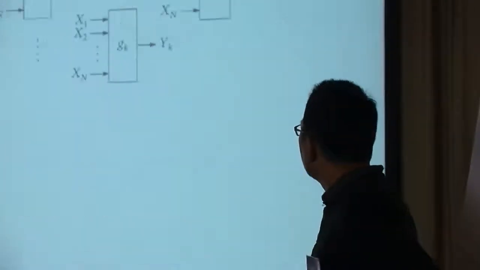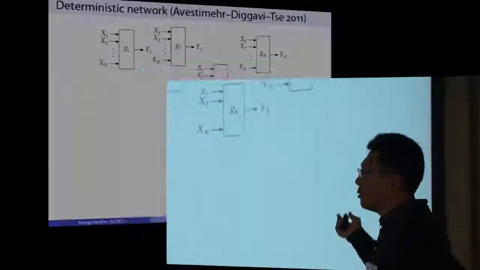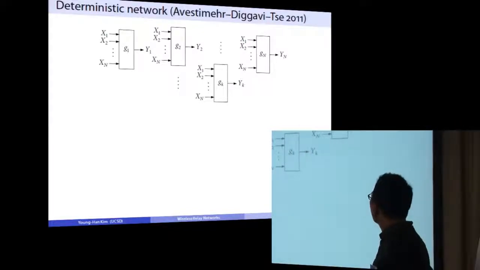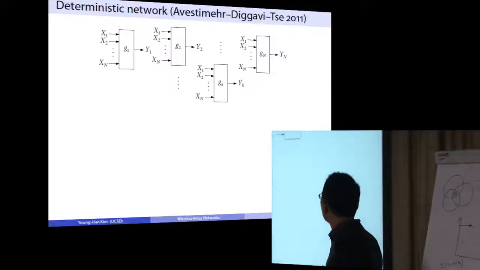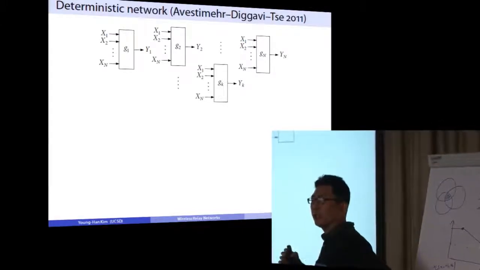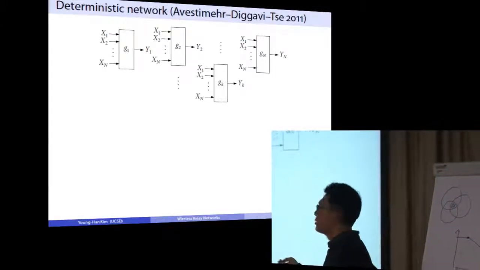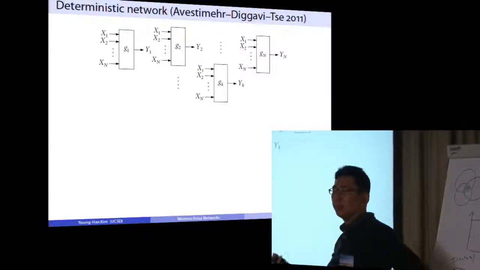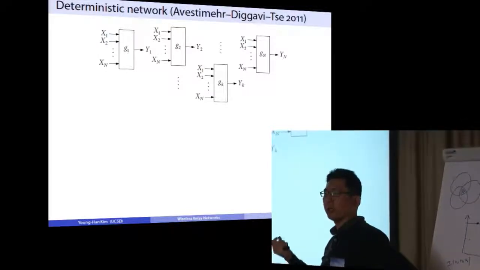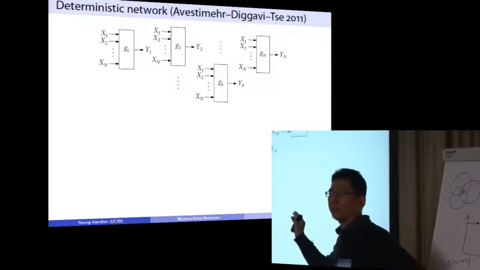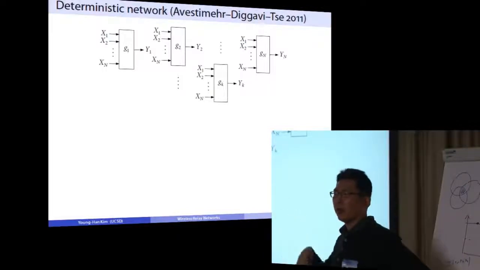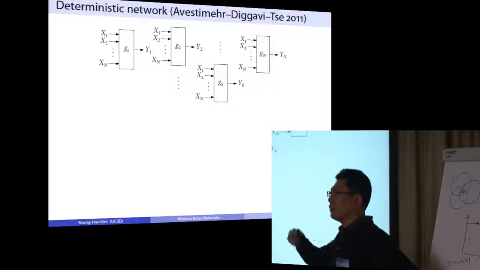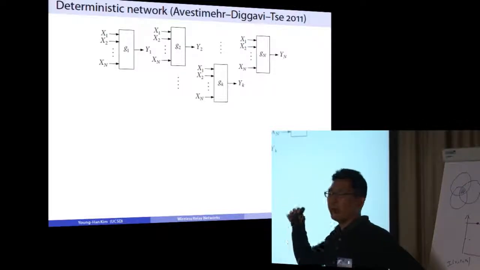So this bound can be specialized to networks with specific structure, and one network which became quite popular after the work of Avestimehr, Diggavi, and Tse is the deterministic network. This is a network where every output is just a function of the inputs. So the channel doesn't have any noise, but it still captures the effect of broadcast as well as interference, and it can be a good proxy for the Gaussian network when the signal-to-noise ratio is very, very high. But at the same time, the interference-to-noise ratio is also very, very high.